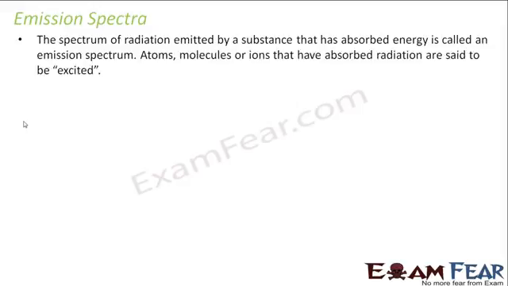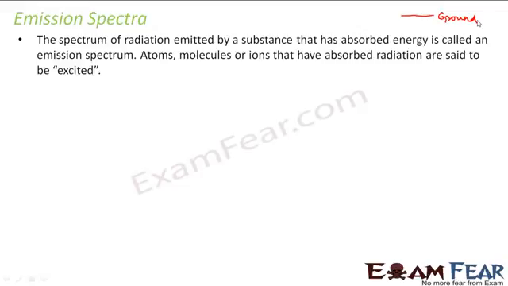The next one is the emission spectra. The spectrum of radiation emitted by a substance that has absorbed energy is known as emission spectrum. That means whenever you supply some energy to a substance, it gets excited, as I mentioned before also. When you do not supply any energy, every object is in its ground state. That is the most stable state. Most stable state means the state of minimum energy, right?